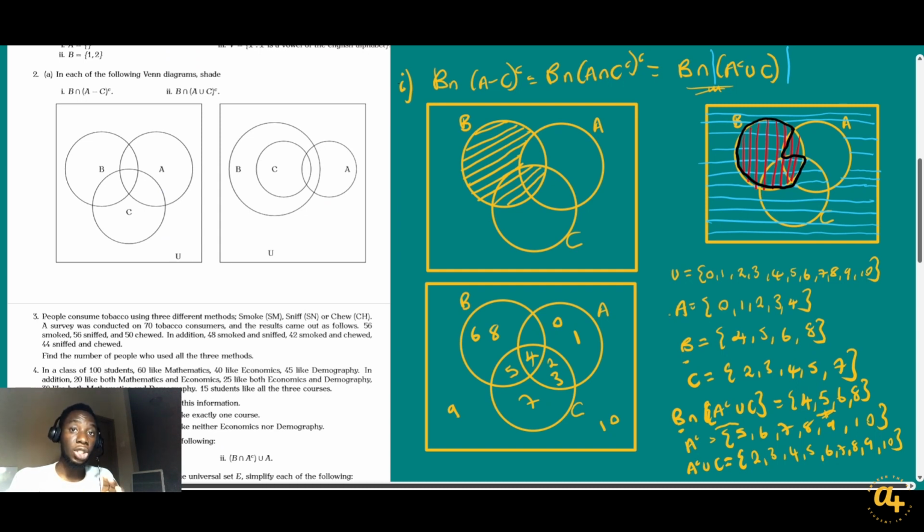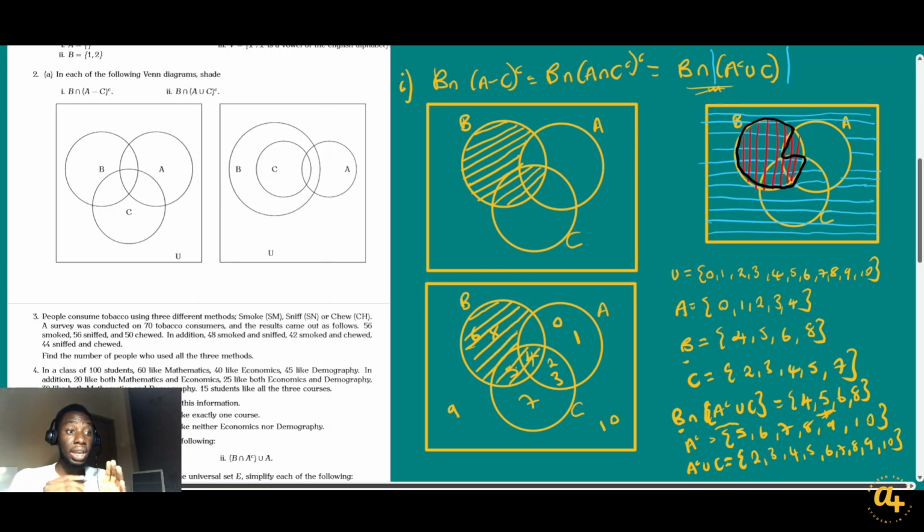Now, in order for us to prove that the area that we have shaded here in our Venn diagram on top is really B intersection A complement union C, we are now going to shade the area that has the elements 4, 5, 6, and 8 in the Venn diagram that we have here below. So now let's shade the area that has the elements 4, 5, 6, 8. We can see that 4 is here, 5 is here, 6 is here, 8 is here. So we're going to shade this area right here.